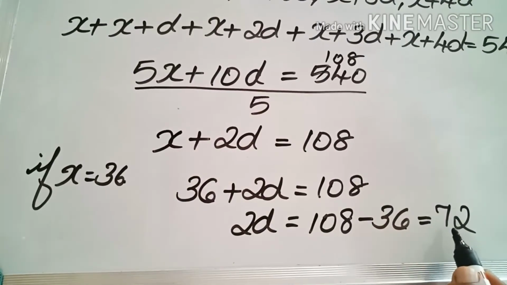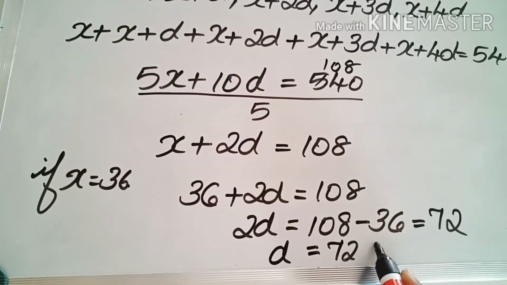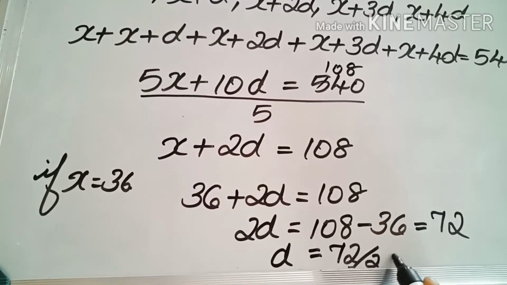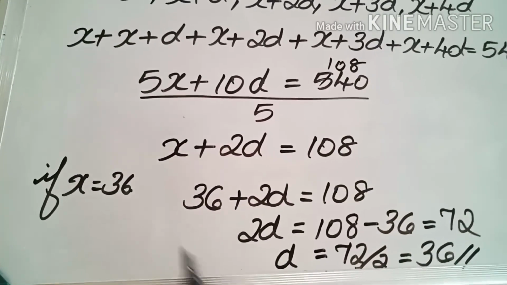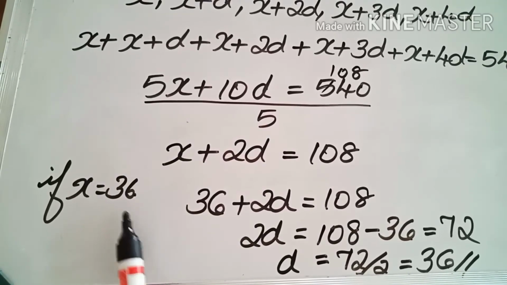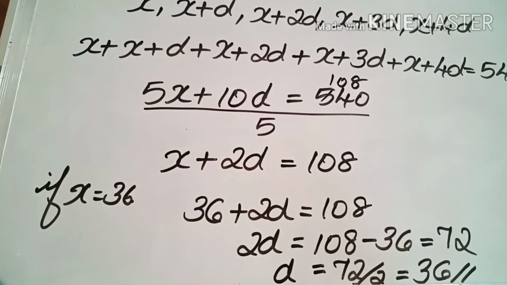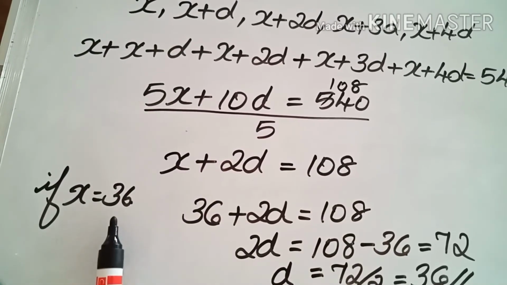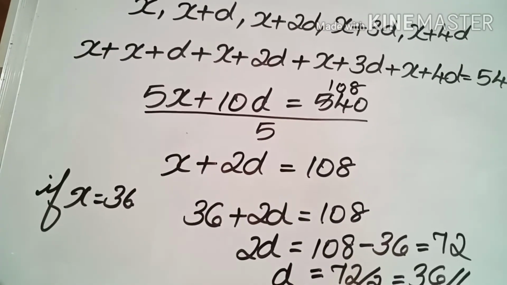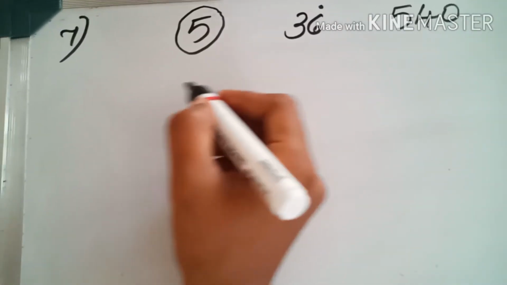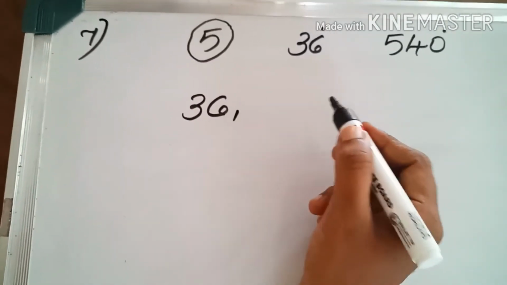2d equals 72, so d will be 72 divided by 2, which is 36. So when we took the smallest angle as 36 degrees, we got the common difference also as 36. Now let's write the angles. The first angle, the smallest, will be 36, and the common difference is also 36.